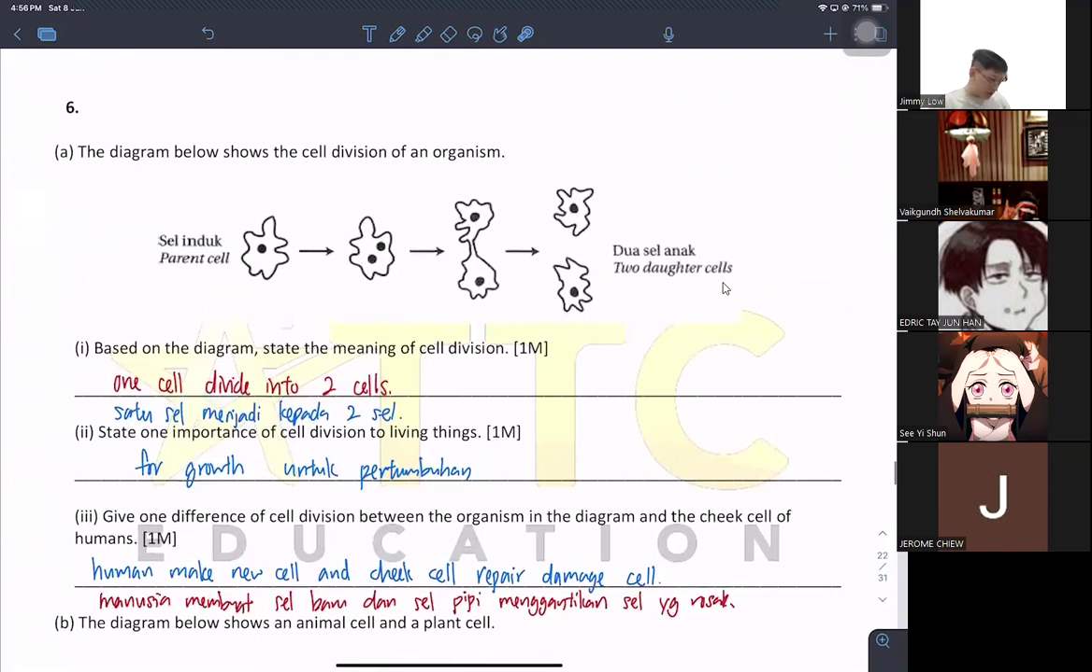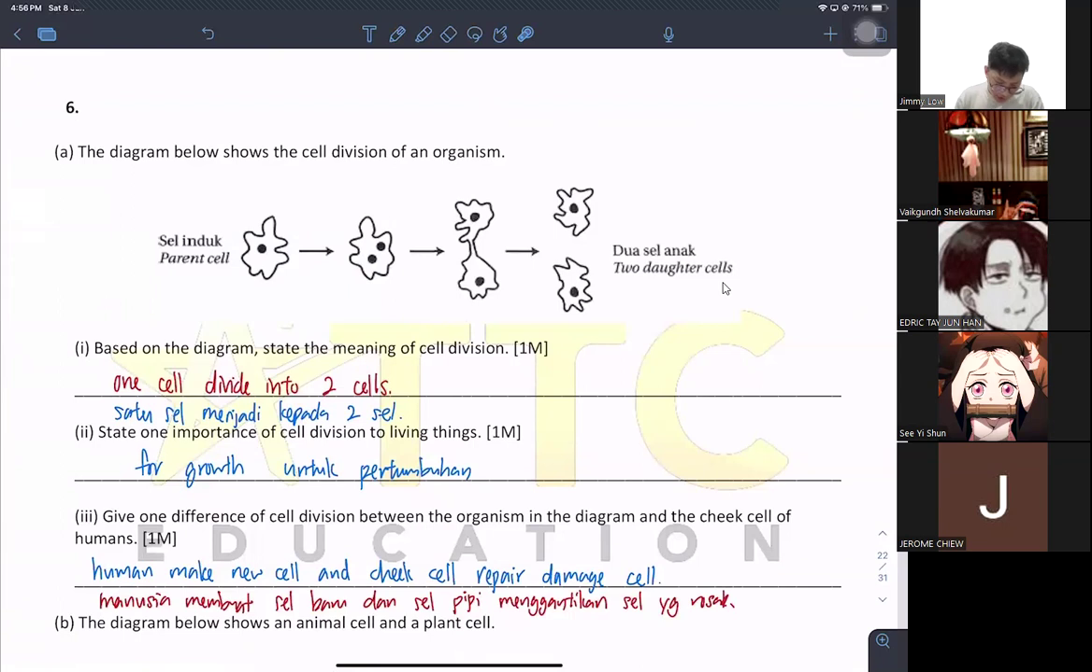Starting from question 6. Question 6, showing you the cell division of an organism, which from one parent cell you divide into two cells. The question asks you, what is cell division? Very easy. Cell division is actually one cell divide into two cells. So one cell become two cells. This is what we so-called cell division.